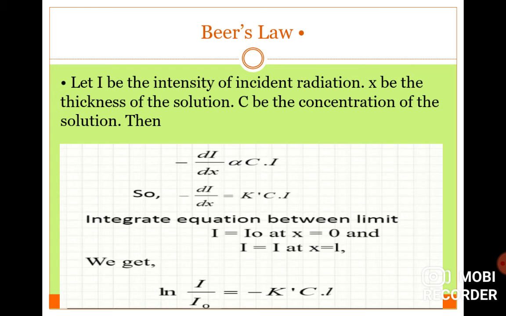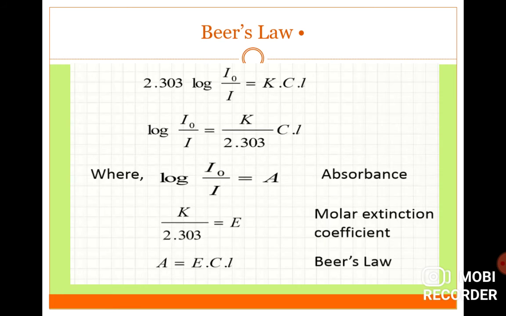So minus dI/dx is directly proportional to concentration and incident light I. When we integrate the equation, I is equal to I naught when x is equal to 0. If x is equal to l, then I is equal to I. So when we integrate, ln I/I naught is equal to minus kcl, the same as Lambert law. At last the equation becomes A is equal to epsilon cl. So the absorbance of light is directly proportional to concentration, path length, and also the molar extinction coefficient.